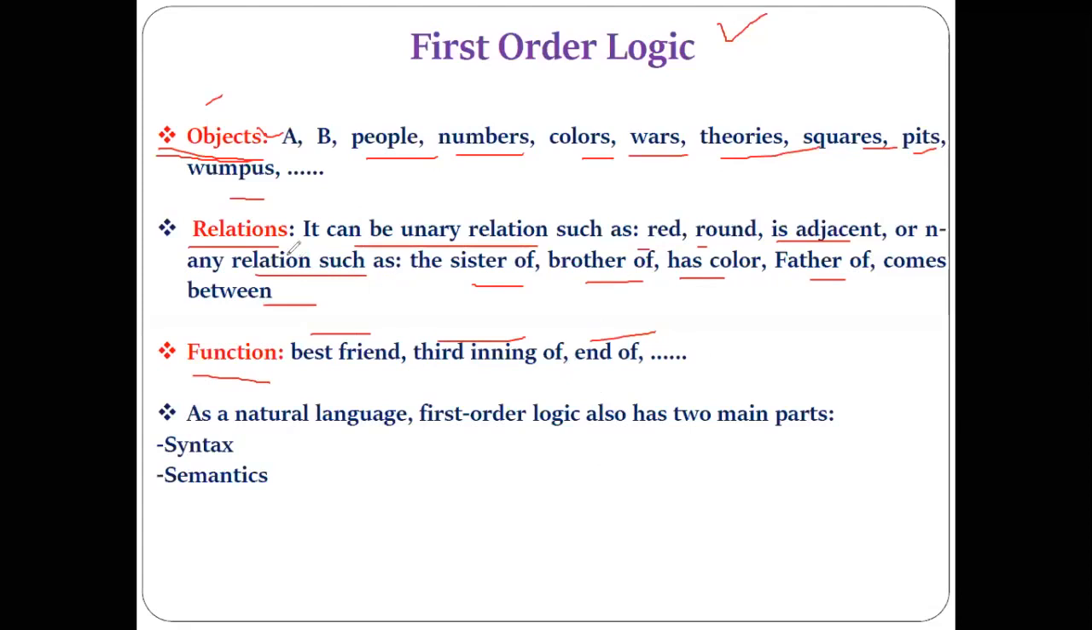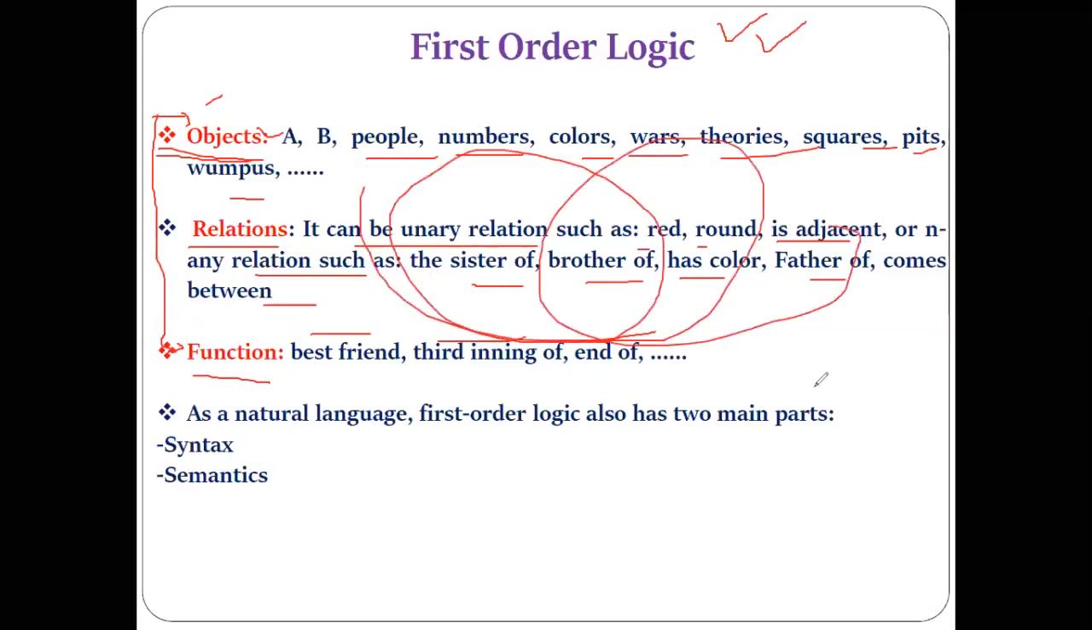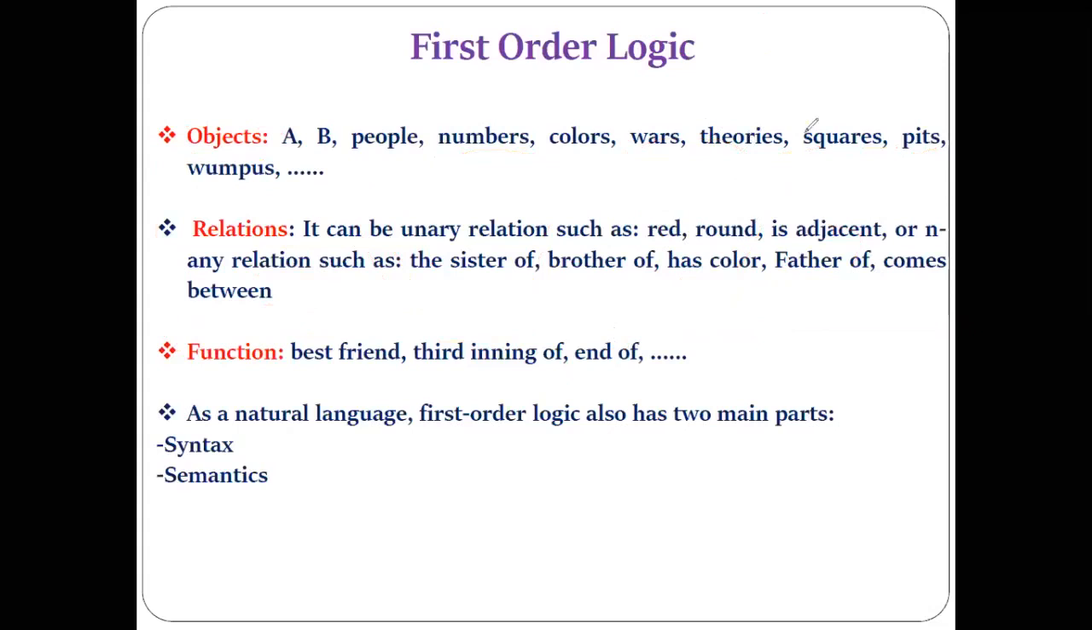Now, these kinds of things cannot be represented by propositional logic, which does not have that much expressive power to represent all of them. Understood? That is the reason we need to utilize first order logic, and using first order logic, we can represent all these kinds of things which are present in the world. Okay, that we'll see next.